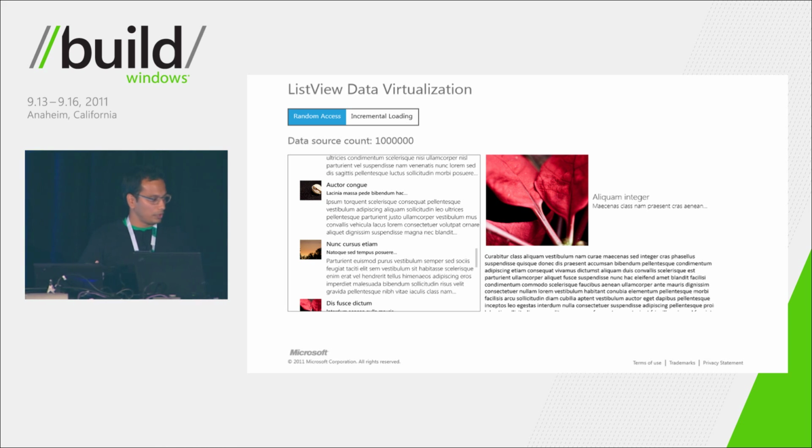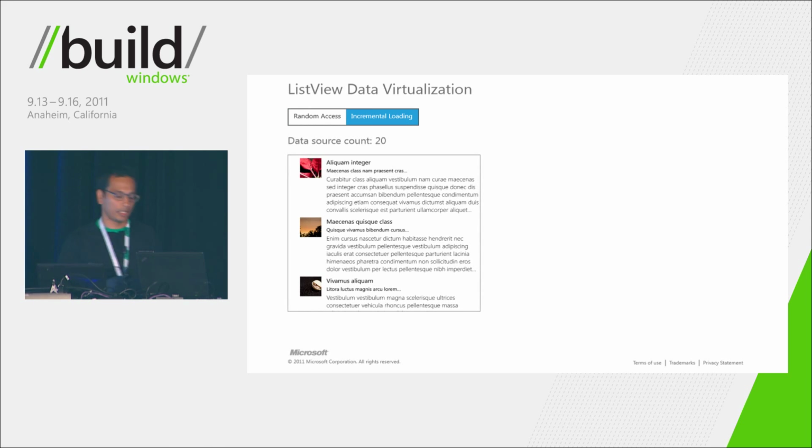Moving on to the other form of data virtualization. What we talked about earlier in random access is the end user can access any index of the data item at any point, and the data is downloaded sparsely if you look at the entire set. In incremental loading, data is downloaded in a sequential manner.